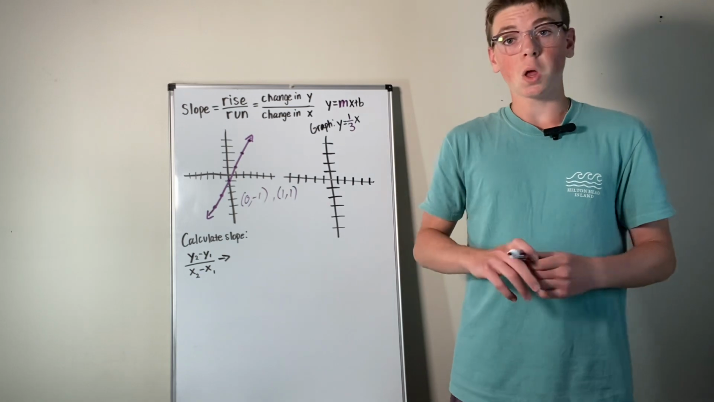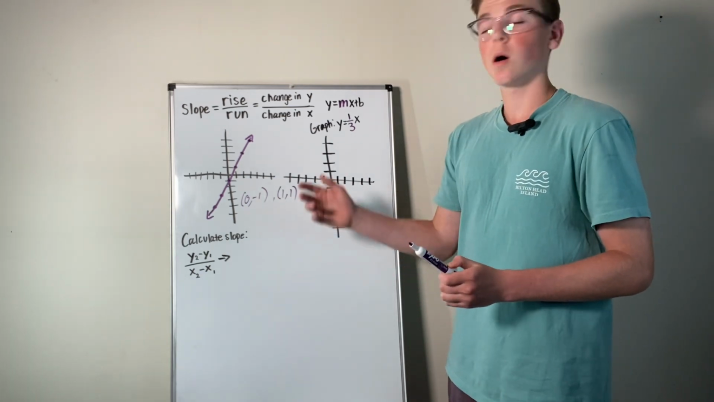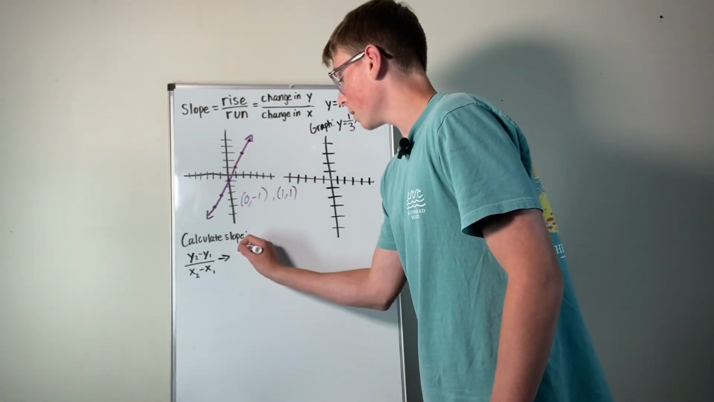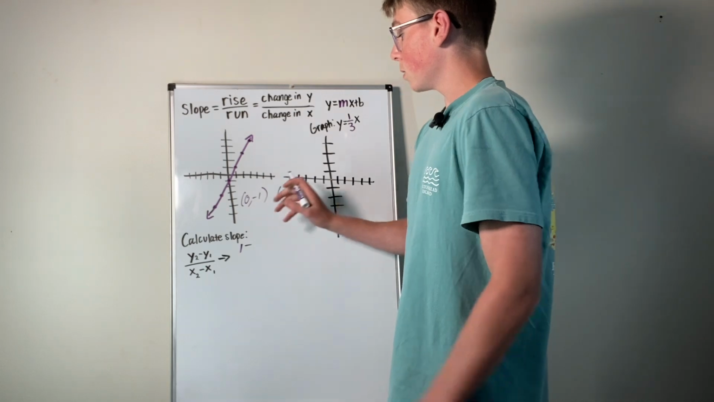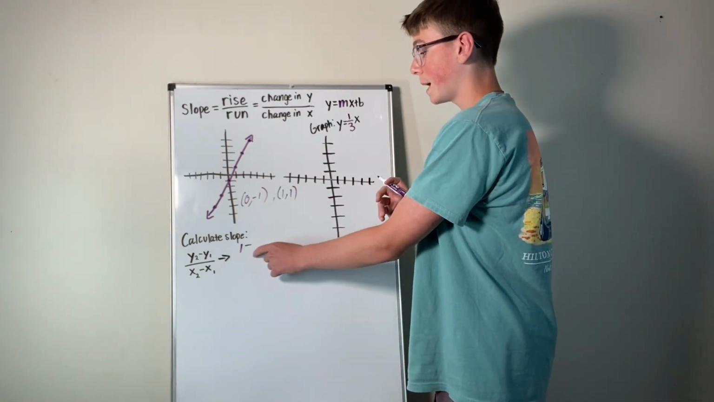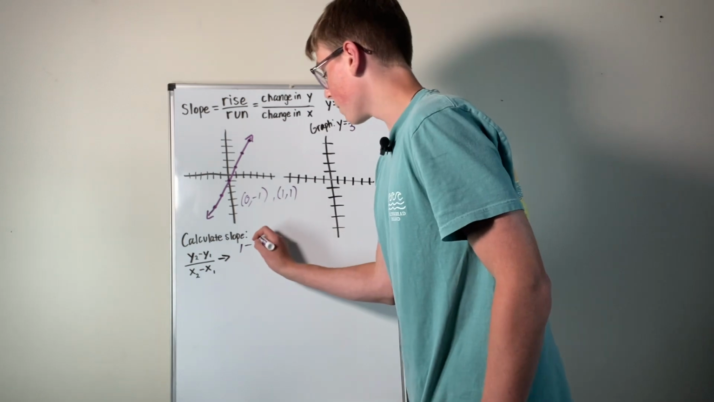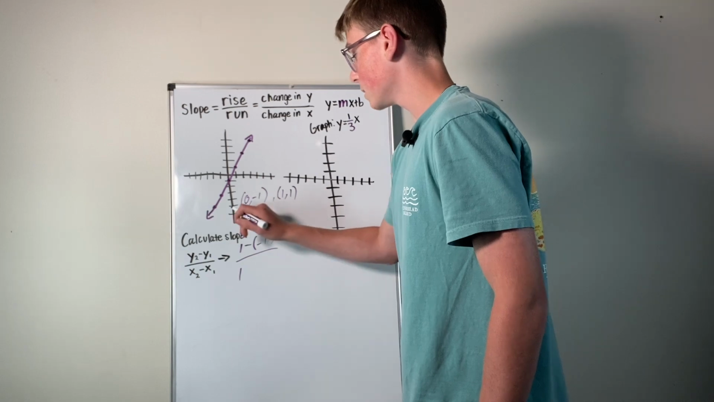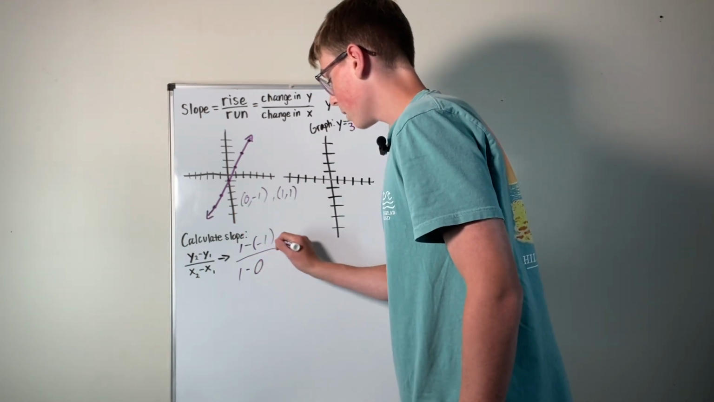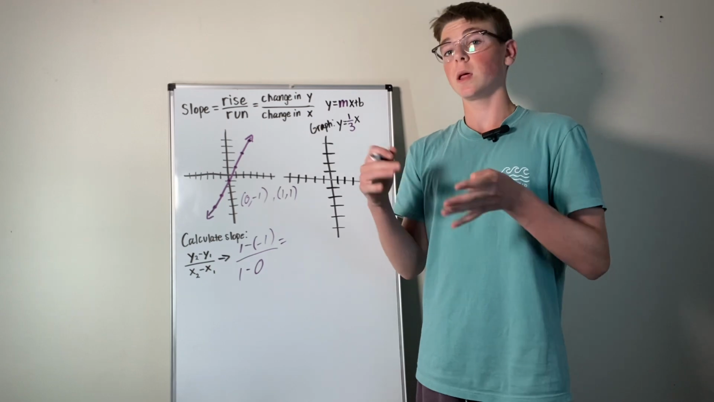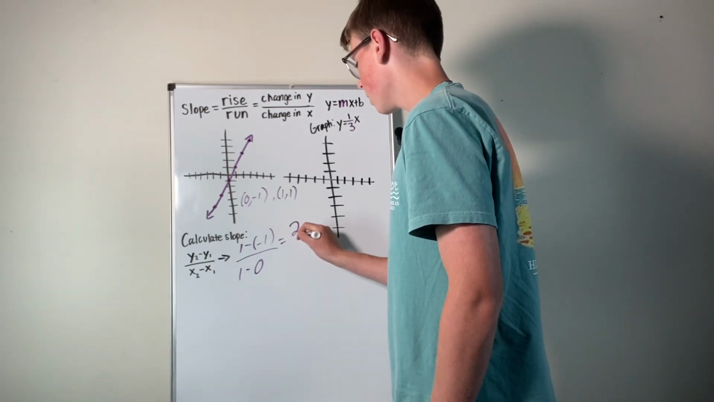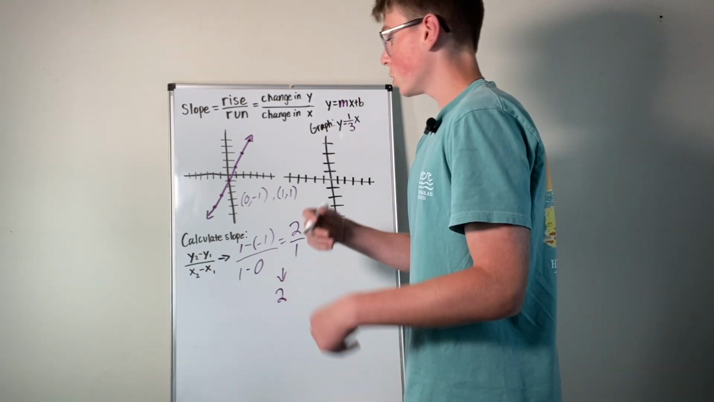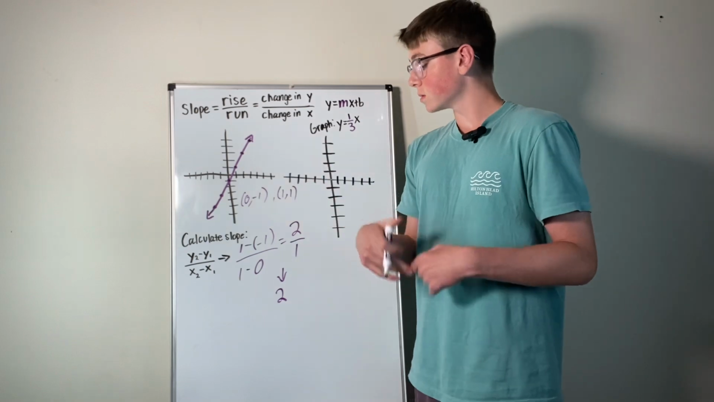So let's just say our y2 is the 1 and our x2 is also this 1. So it will be 1 minus the other y, -1, so 1 minus -1 over 1 minus 0. And 1 minus -1 is the same thing as 1 plus 1. So we have 2 over 1, and that simplifies to 2. So our slope of this line is 2.